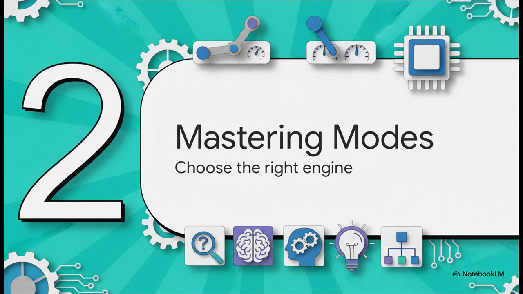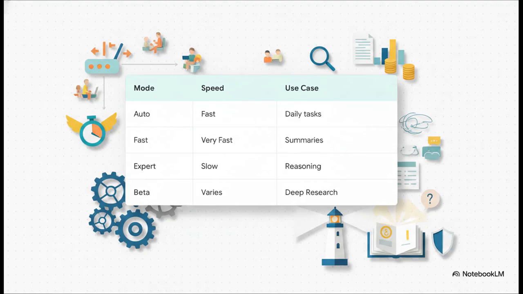Moving right along to part 2, mastering the 4 modes. It's time to choose the right engine. We absolutely need to stop leaving our prompts on auto. Here is your new mental checklist to keep in mind. Use auto as your basic router for about 70% of your daily tasks. Need quick formatting or a fast brainstorming session? Hit fast. Now, when you need deep business analysis, switch to expert.